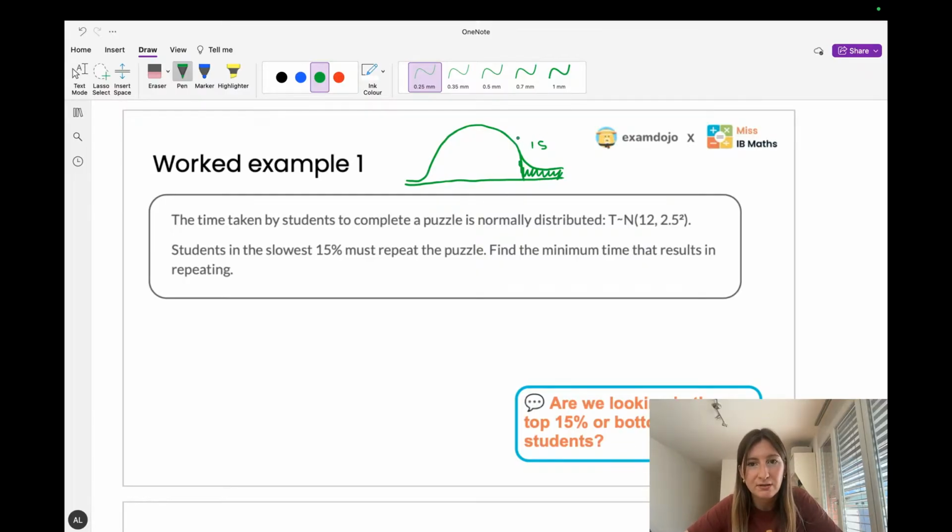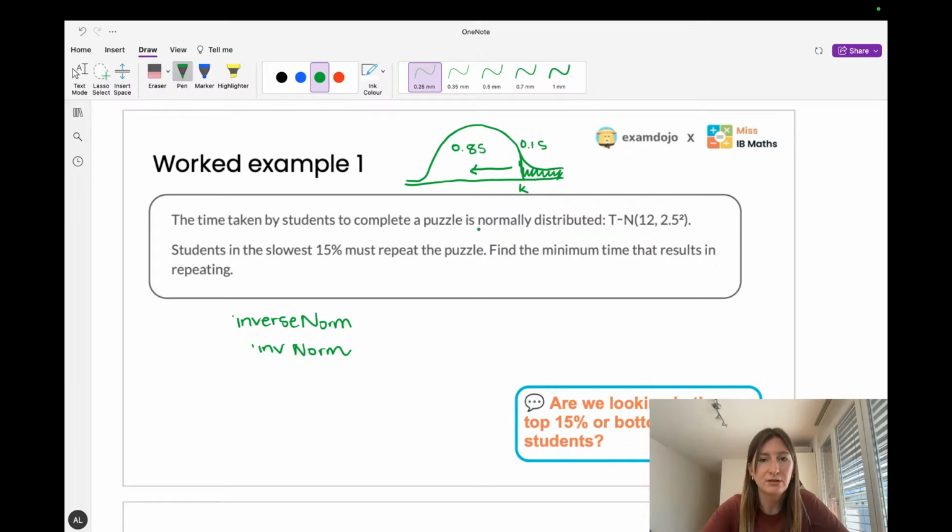So that would be 0.15 over there. So that's the area under the curve for the slowest. So again, we are going to be finding to the left of the curve. To the left of the curve, we're left with 0.85. So that's the value we're interested in to find this value of k. So let's find that. We need the function inverse norm, or inv norm, because we've been given an area, the probability, and we need to work backwards to find k. So let's go to our calculator.